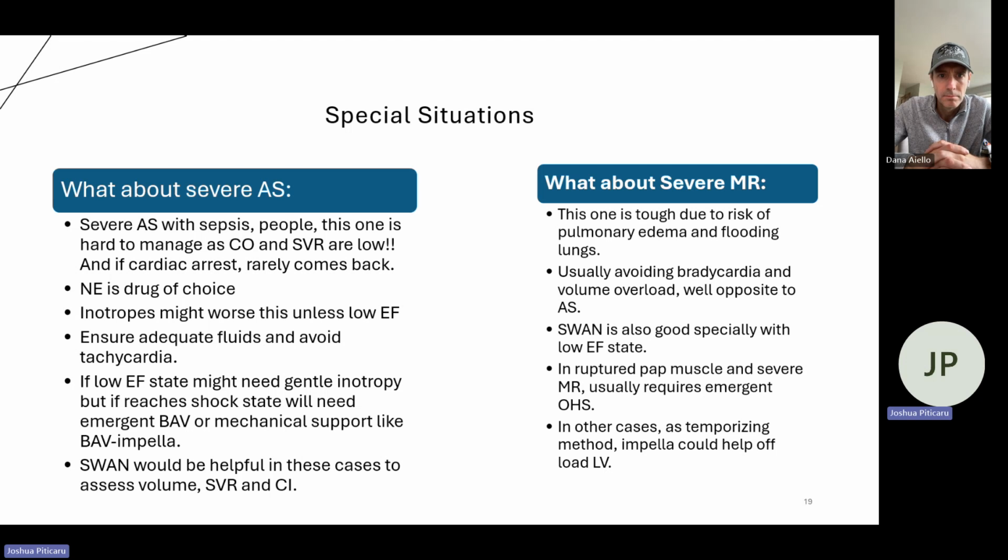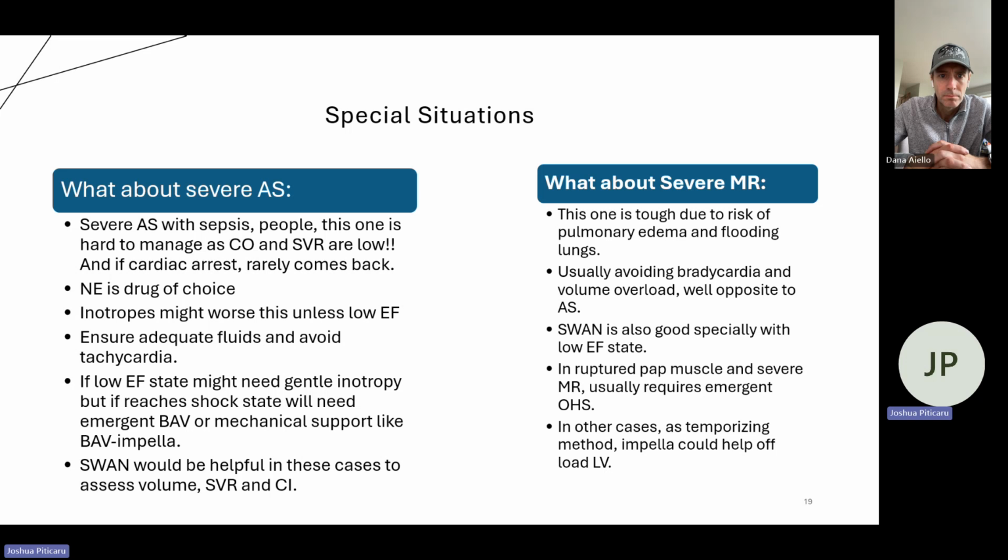The cardiac output is low because of the aortic stenosis, right? It's not allowing the flow to go. And the SVR is low in sepsis. So if there's a cardiac arrest, I'm telling you, they rarely come back, very rare. So hopefully we can prevent the cardiac arrest from happening in this kind of patients.